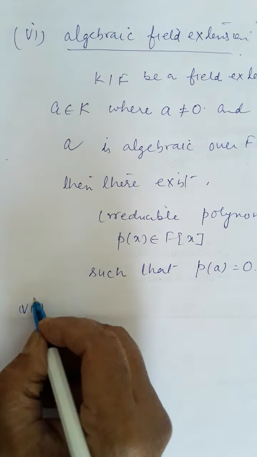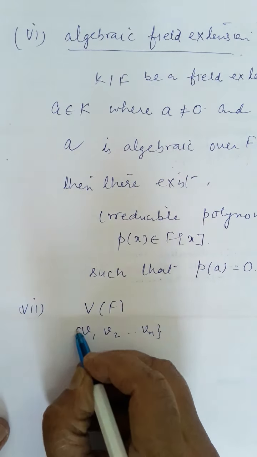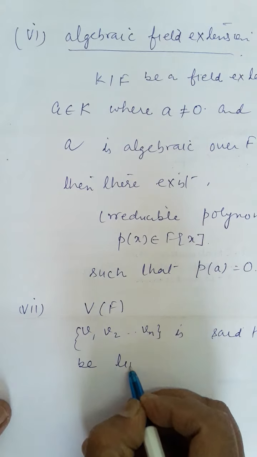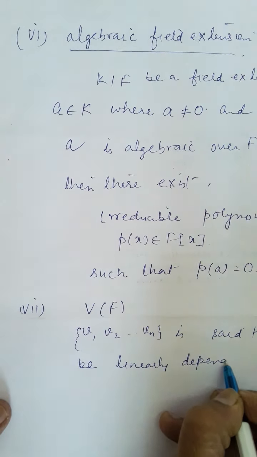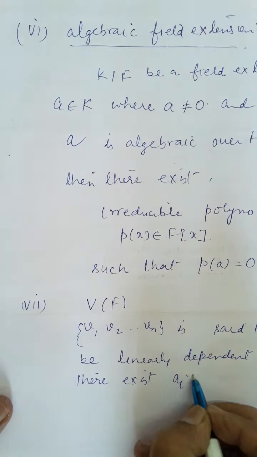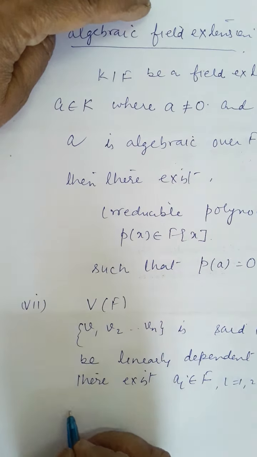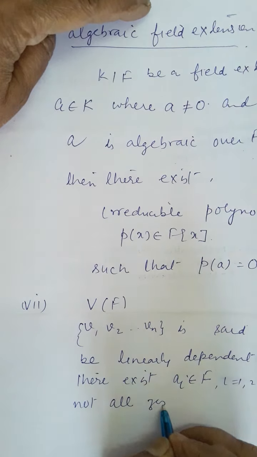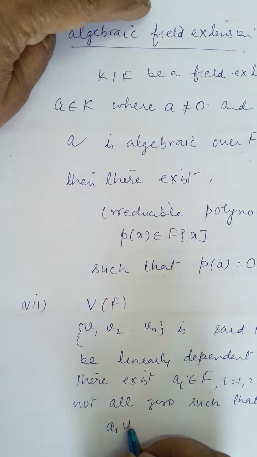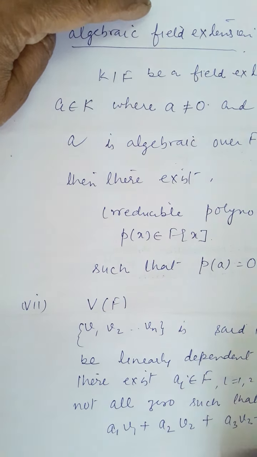Now seventh: suppose V is a vector space over F. Vectors v1, v2, ..., vn are said to be linearly dependent if there exist ai belonging to F, i from 1 to n, not all 0, such that a1 v1 plus a2 v2 plus a3 v3 plus ... plus an vn is equal to 0.